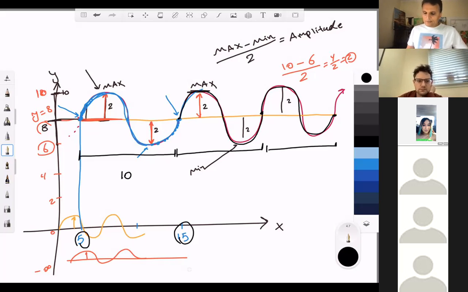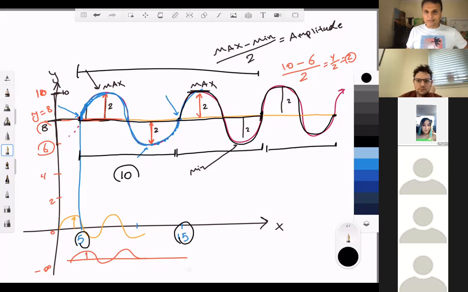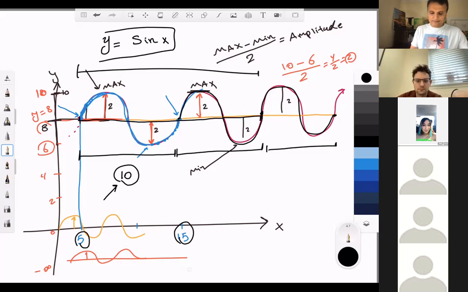Good. So a periodic graph has a period. I didn't pick from here all the way to here. I know from here to there it repeats again, but that's not the shortest one. The shortest one is 10. 20 is not the answer, or 30 is not the answer. It must be the shortest distance. For the graph y equals sine of x, the period of sine of x and cosine of x is 2 pi. If you see the graph of sine, it repeats at 2 pi.